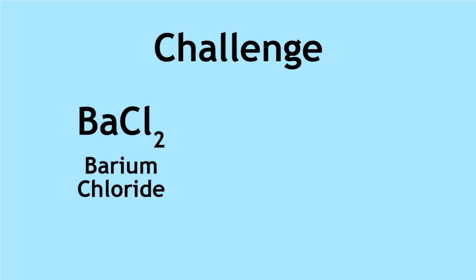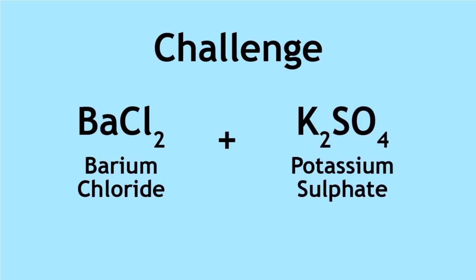Are you ready for a challenge? Let's grab a pencil and a piece of paper. Predict the products for the double displacement reaction of barium chloride and potassium sulfate and write the reaction equation. Remember to include the state symbols and to fully balance the equation.